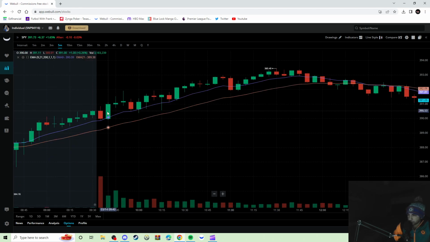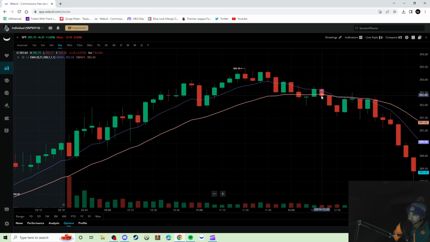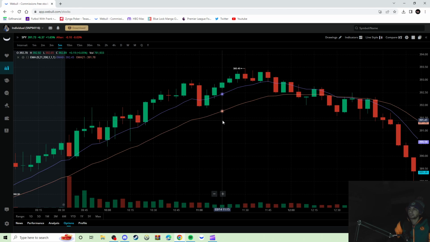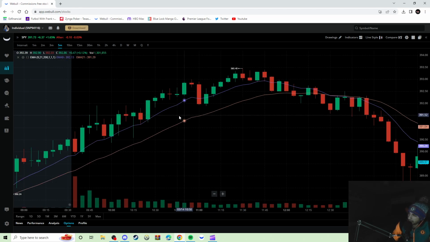I did not take this trade, though. This is not the trade that I took. The trade that I took was right around here. And why is a couple reasons. One, I can see, first off, something that I look for in charts live when I'm looking at them.